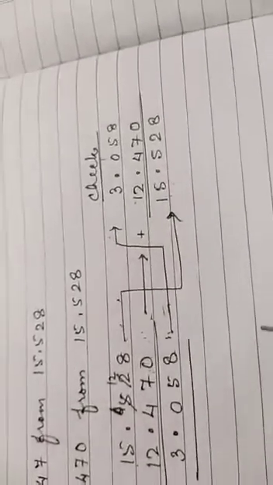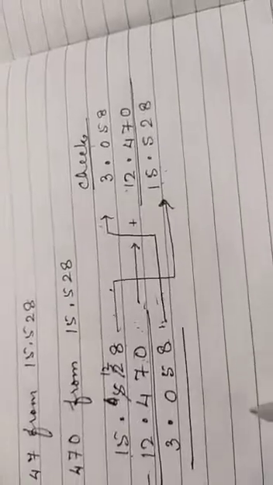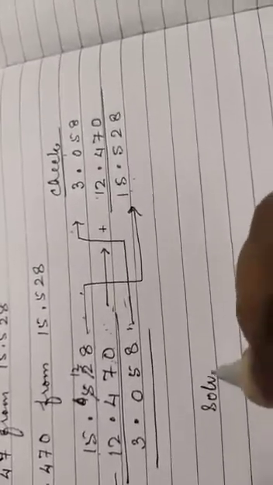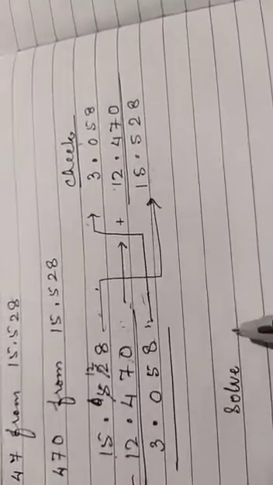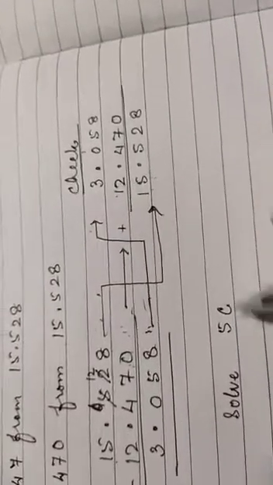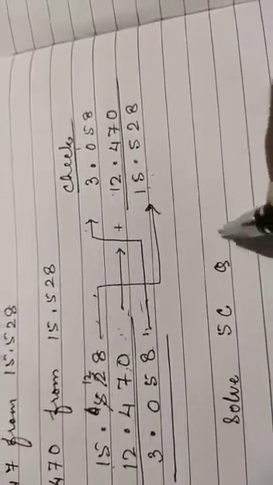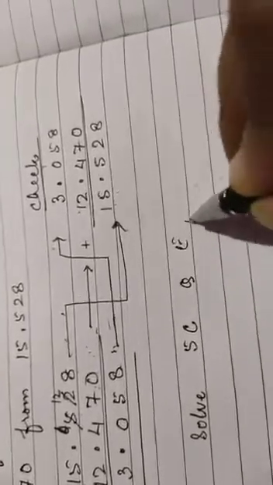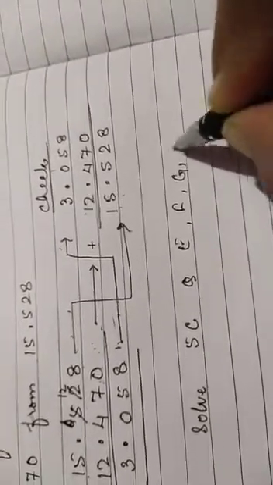I hope addition and subtraction is clear. You can solve the rest of the exercise. This is 5C. Question number E, F, G and H.